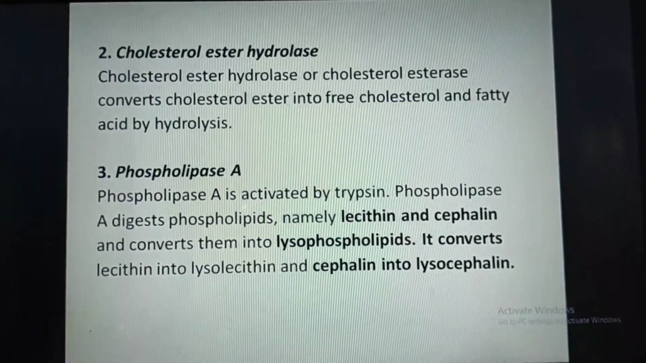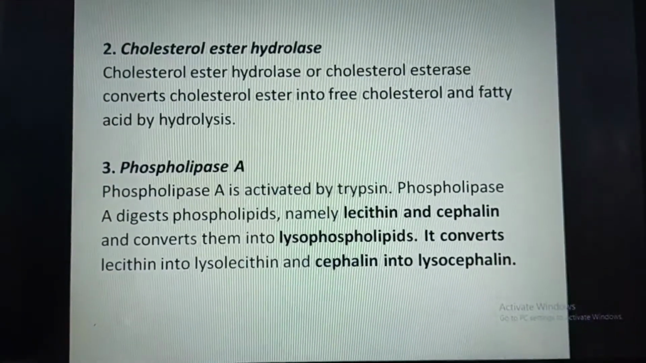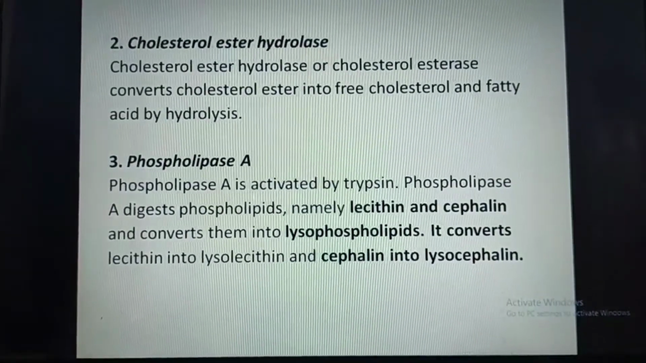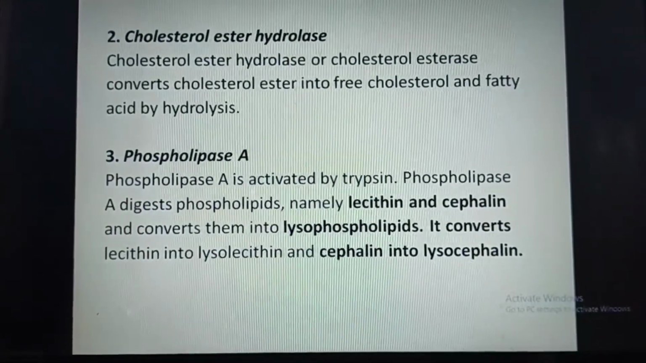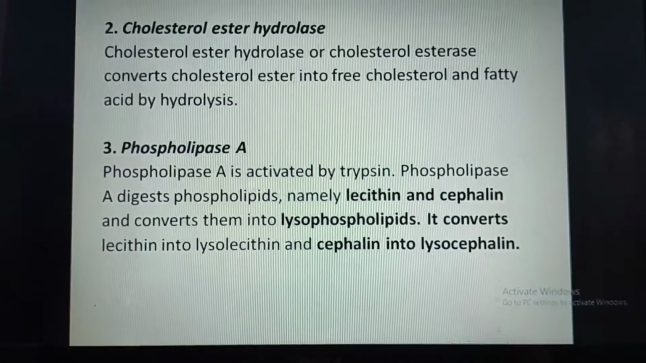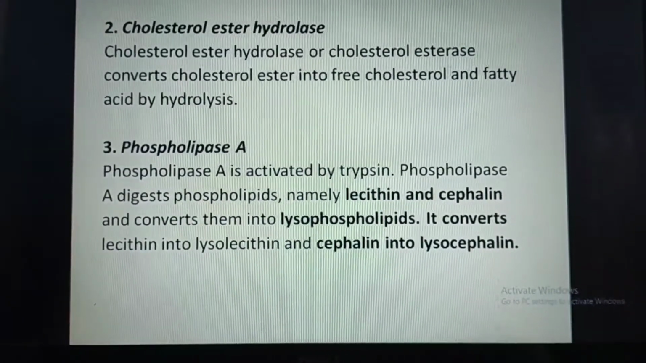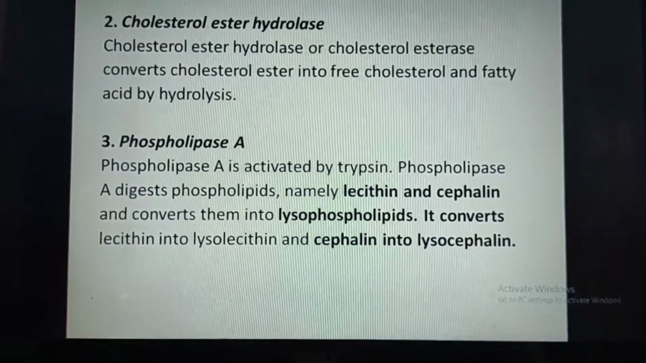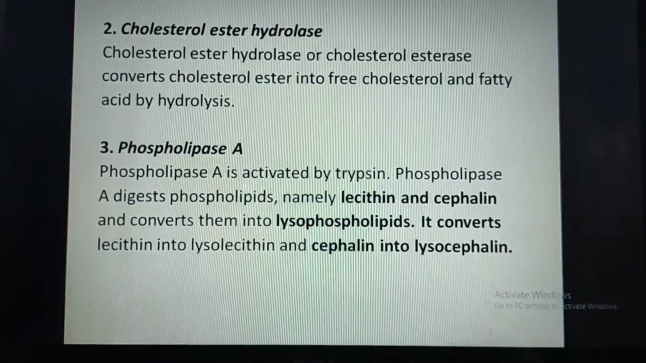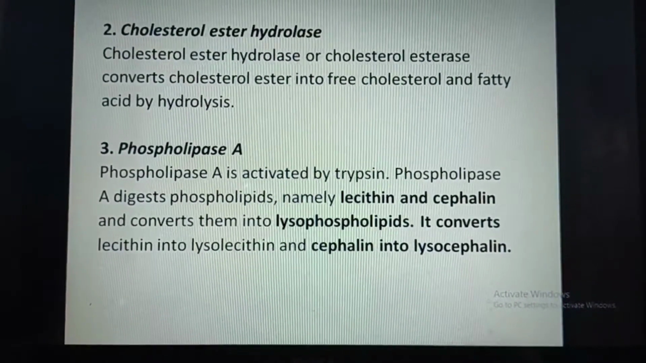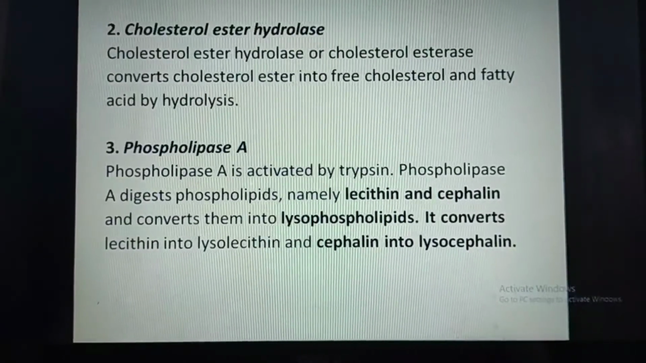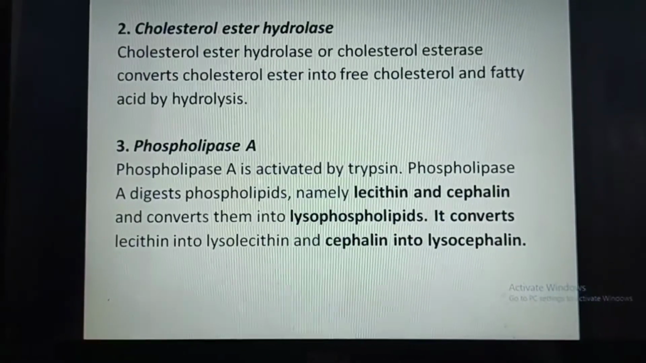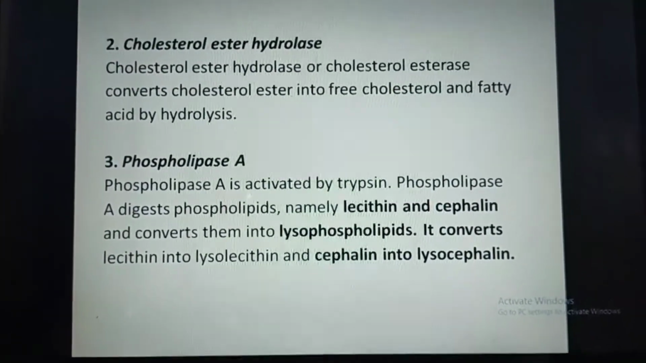Cholesterol ester hydrolase. Cholesterol ester hydrolase or cholesterol esterase converts cholesterol ester into free cholesterol and fatty acids by hydrolysis. Phospholipase A. Phospholipase A is activated by trypsin. Phospholipase A digests phospholipids, namely lecithin and cephalin, and converts them into the lysophospholipids. It converts lecithin into lysolecithin and cephalin into lysocephalin.